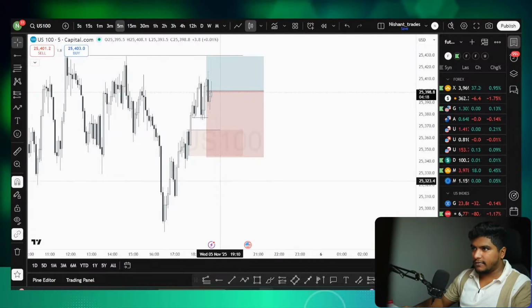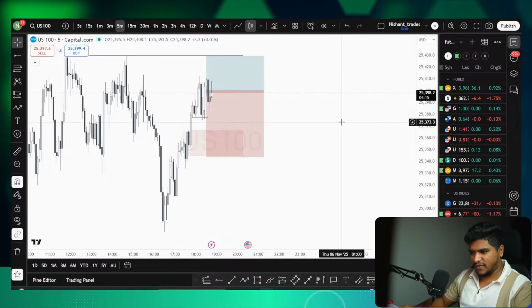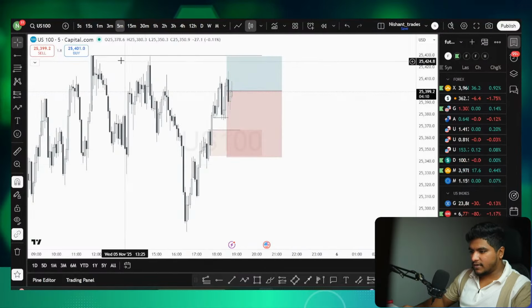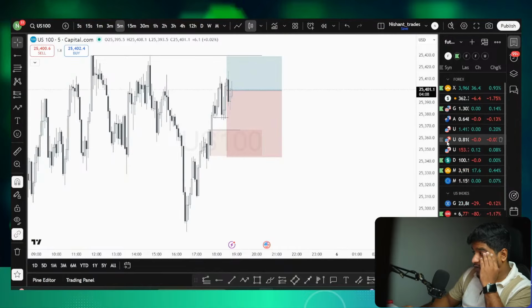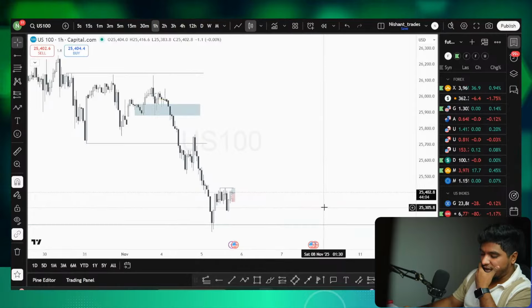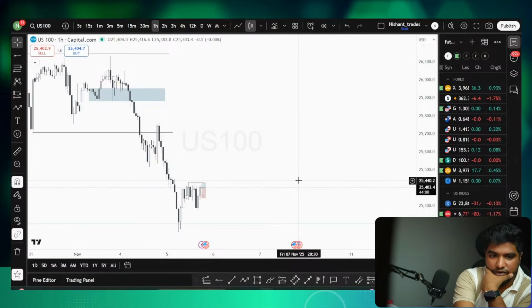Of course, we have not executed this one. It's just observation, just for fun. Only the intention is right that this high is supposed to go, but for markets to open, we still have 1 hour 5 minutes. So just observation.